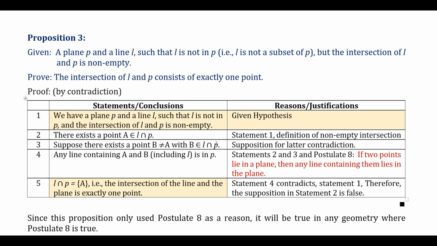So what does that mean? Then our supposition must be false, right? What does our supposition say? Suppose there's a second point that's in there. Well, if there's not a second point in that intersection, but A is in there, then A is the only intersection point. So we only use postulate 8 as a reason here. So any geometry in which postulate 8 is true will have proposition 3 true as well.